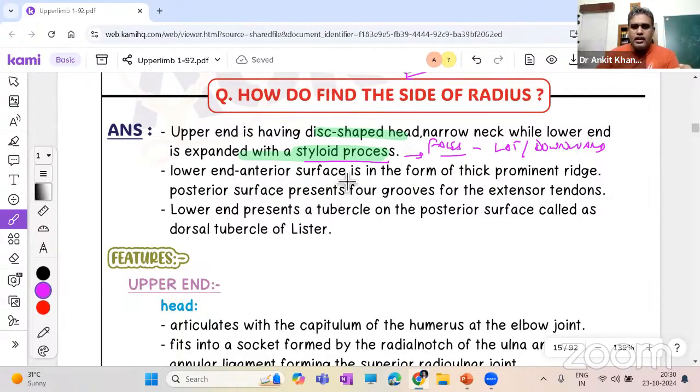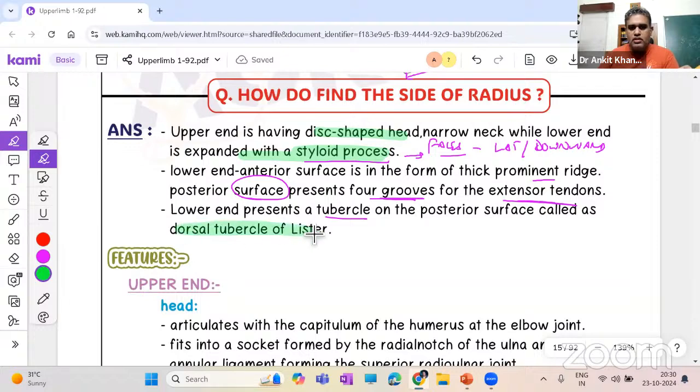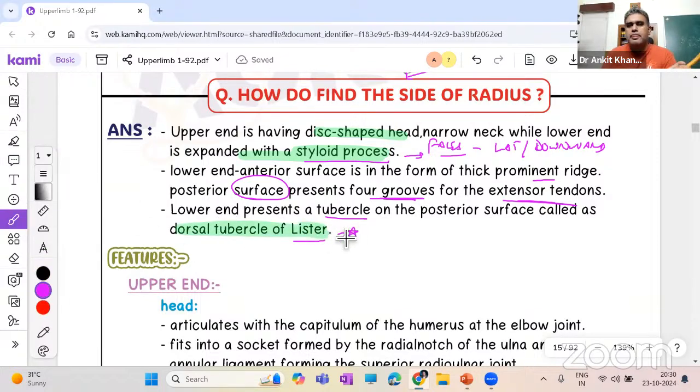Then lower end anterior surface in the form of prominent ridge. Posterior surface presents 4 grooves for the extensor tendons. Posterior surface, we have seen that there are grooves. It also has a tubercle, and that is famously known as the dorsal tubercle of Lister. Don't forget this name. It is frequently asked. Dorsal tubercle of Lister. Okay.